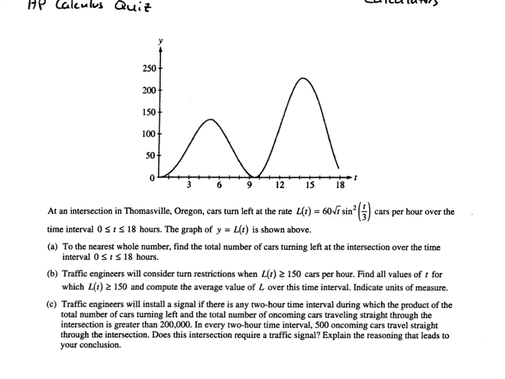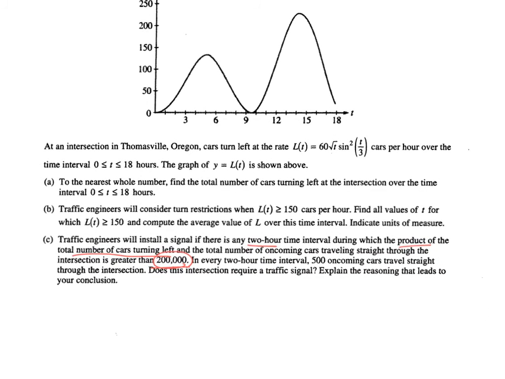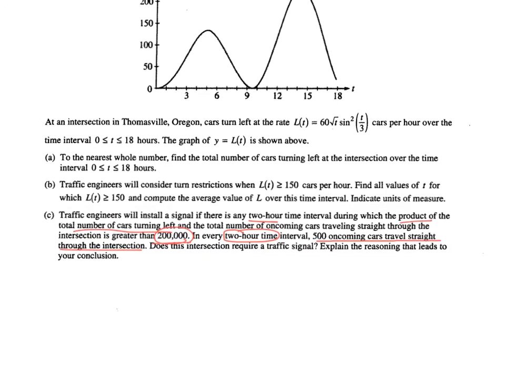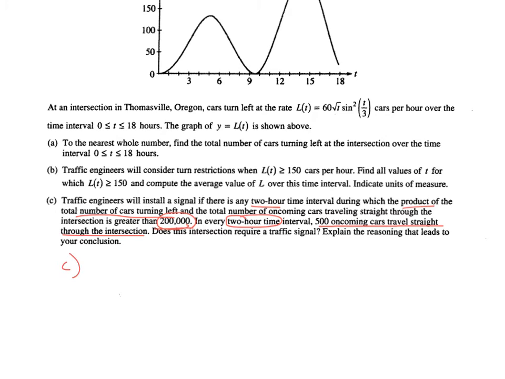And finally, part C, we've got traffic engineers installing a signal if there's any 2-hour time interval during which the product of the total number of cars turning left and the total number of oncoming cars traveling straight through the intersection is greater than 200,000. And then they tell us that in every 2-hour time interval, 500 oncoming cars travel straight through the intersection. So this means for part C, let's see, we divide 200,000 by 500, and we're going to get 400.